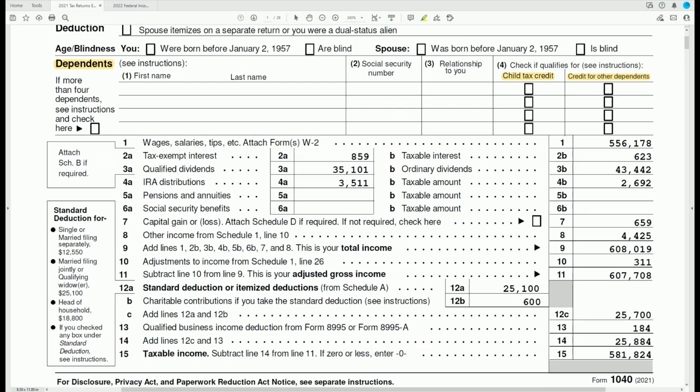The dependents section will indicate if they provide more than half of the support for a child or relative, and whether they qualify for the child tax credit or credit for other dependents. Some state tax returns will also indicate the birth dates of the children, which is helpful for determining their age even before your follow-up meeting.